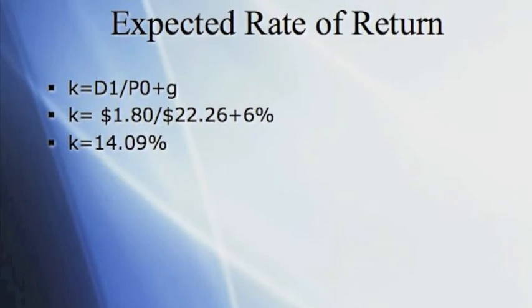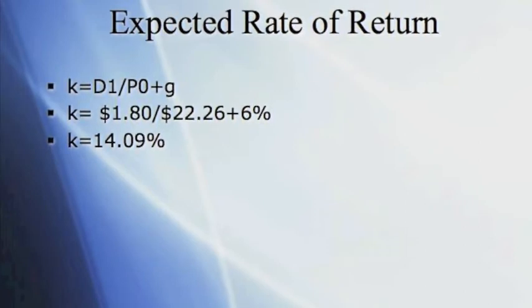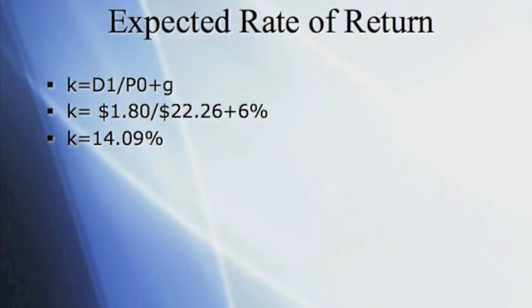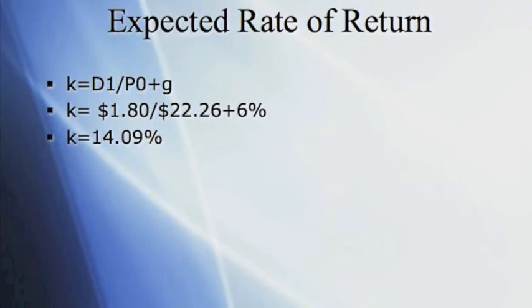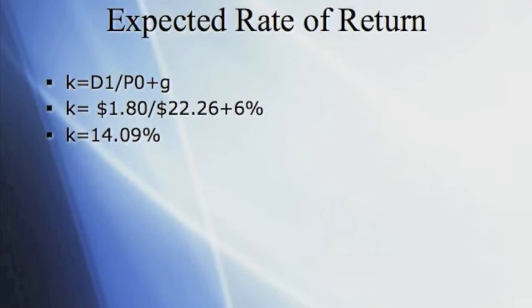In order to value the stock correctly, we need to calculate the expected rate of return for Peachtree. This will give us an accurate number on what to base our investment purposes off of. To calculate the expected rate of return, K is equal to the first dividend divided by P initial plus the growth rate. So for this instance, K is equal to 1.8, which is the dividend, divided by 22.26, plus 6%, giving us an expected rate of return of 14.09% for Peachtree.